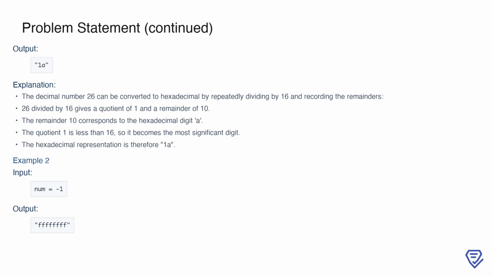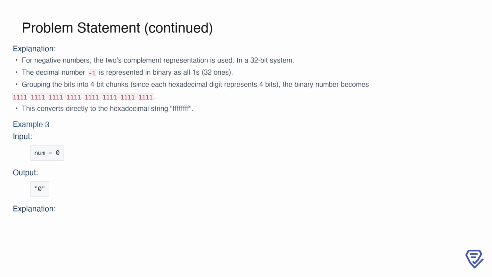Now, if the input is -1, we use the 2's complement method. On a 32-bit system, -1 in binary is represented as all ones, which when grouped into 4-bit chunks corresponds to the hexadecimal string FFFFFFFF.